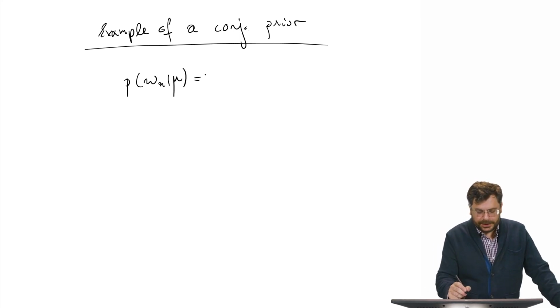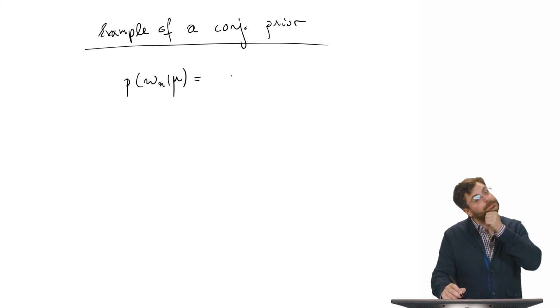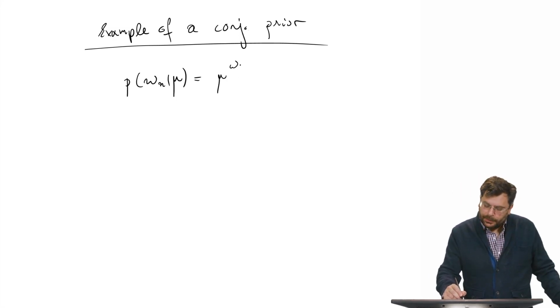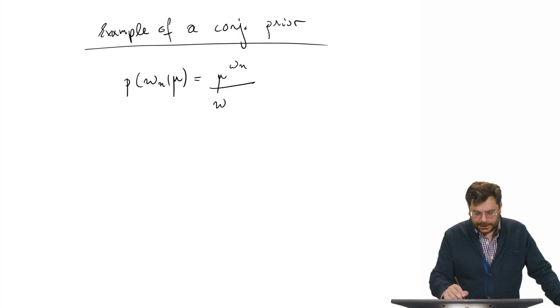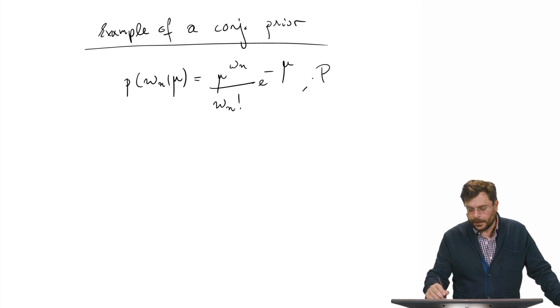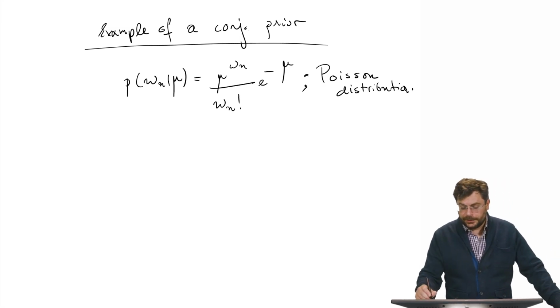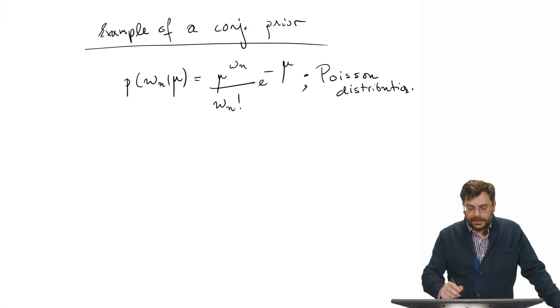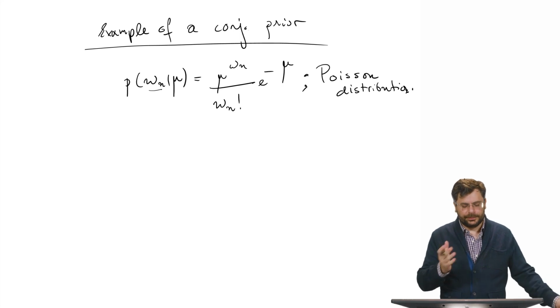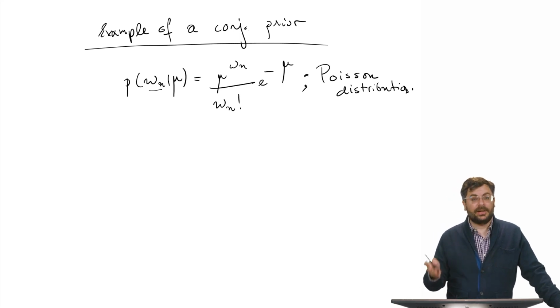We're going to discuss a Poisson likelihood, which will take this form: mu to the Wn divided by Wn factorial, e to the minus mu. And this distribution, I believe, is the first time we talk about it. It happens very often in the natural sciences, and it's called a Poisson distribution. So it is a discrete distribution. Let me say a couple of things about the Poisson distribution before writing down a conjugate prior and then the resulting posterior.